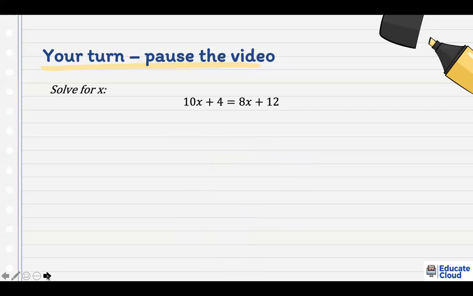So pause the video. All right, in this case, out of the 10x and the 8x, the 8x is smaller. So we'll take away the 8x from both sides, which will give us 2x plus 4 equals 12. Now we'll take away the 4 from both sides, getting rid of it from the left, which gives us 2x is equal to 8. Now divide both sides by 2, which gives us x is equal to 4. I hope you were able to get this one.